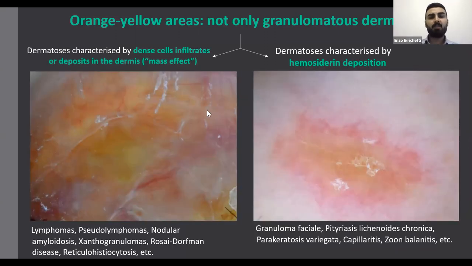Indeed, we may see orange structureless areas in other dermatoses characterized by dense cellular infiltrates or deposits in the dermis, what I called mass effect. For example, here we have a Rosai-Dorfman disease, which is a histiocytosis, but we may also see orange areas in lymphomas, pseudolymphomas, nodular amyloidosis, and other conditions. We may also see orange in dermatoses characterized by hemosiderin deposition in the dermis. For example, here we have a case of pityriasis lichenoides chronica, but we may also see orange areas due to the presence of hemosiderin in the dermis in granuloma faciale, as I showed you before, but also in capillaritis, in zoon balanitis, and many others.